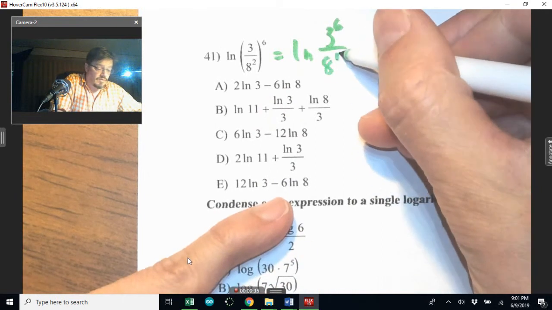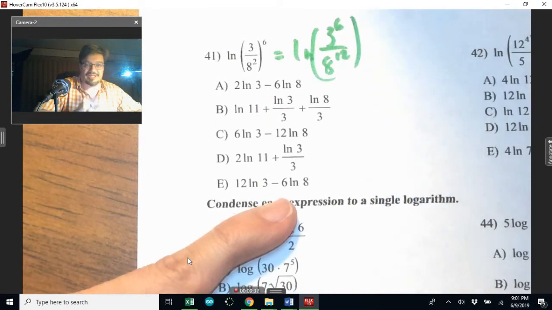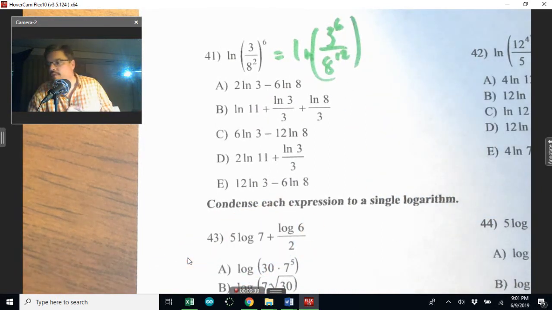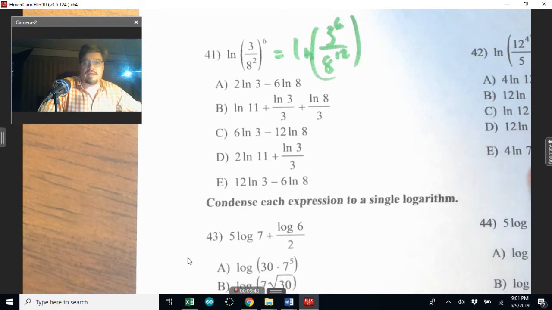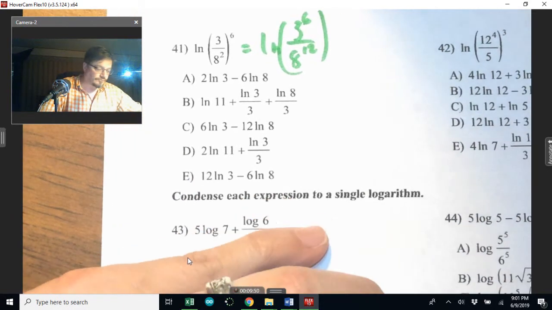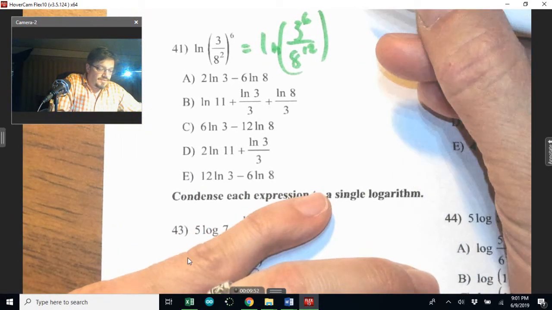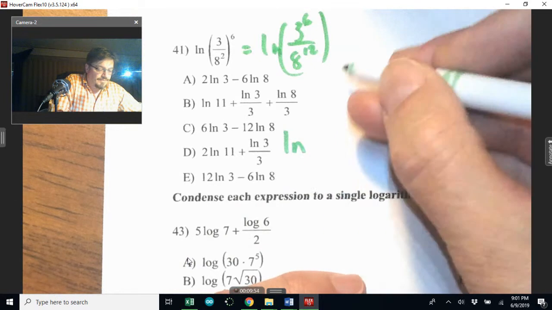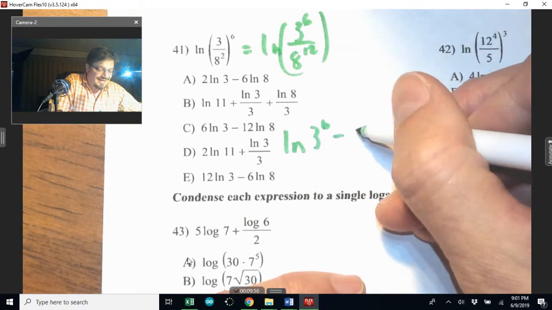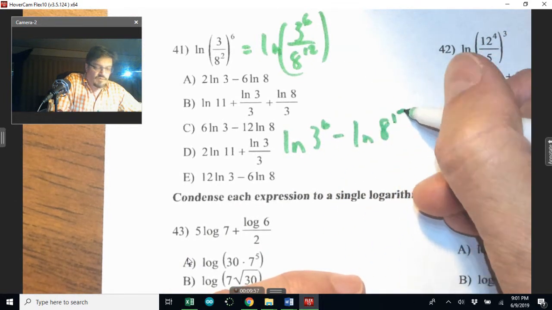You get 8 over 12. This is just like problem number 39. I mean, it's almost exactly. And so what we do with an ln is you just preserve the ln, because when you expand it, it doesn't matter what base you have. So this is subtraction, so I will get ln of 3 to the 6th minus ln of 8 to the 12th.